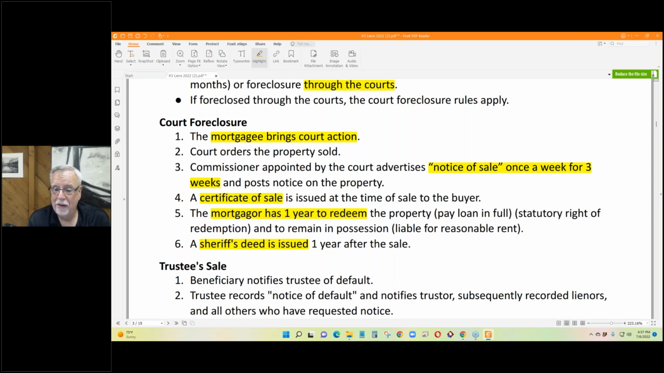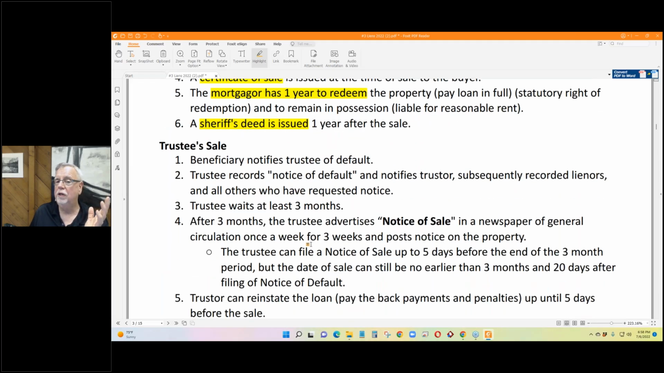And by the way, that 1 year right of redemption was a law that was passed in California back in the Great Depression days, where they wanted to make it difficult for lenders to foreclose on people. So they found another way. Instead of going to court, they use what's called a trustee sale.